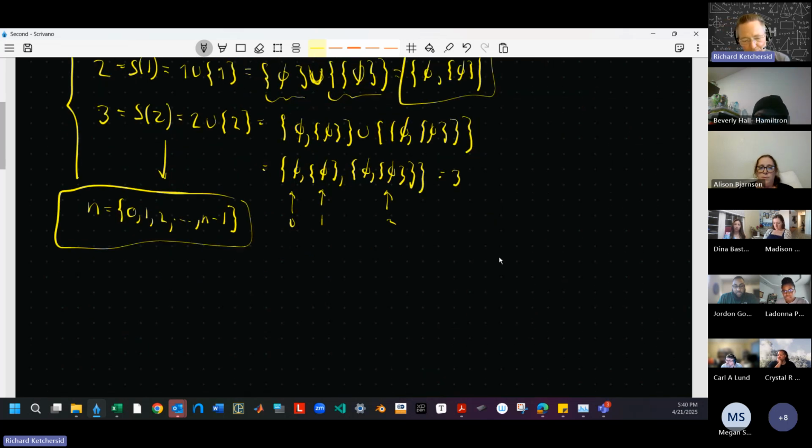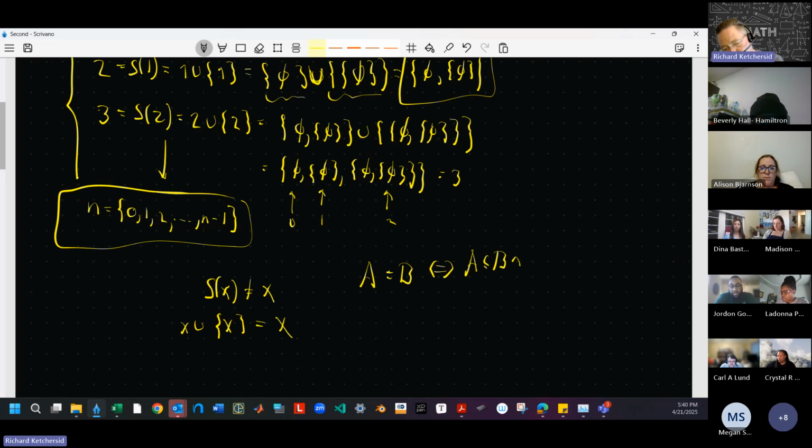Let me just point this out too. Sx is a new thing. It's not equal to x. So what that's saying is that x union x is not equal to just x. And this gets into something I had in the notes. When are two sets equal to each other? A equals B if and only if A is contained in B and B is contained in A. So every element of A needs to be an element of B, and every element of B needs to be an element of A. So the only way these two things as sets would be equal to each other, one thing it would imply is that x would have to be an element of x.